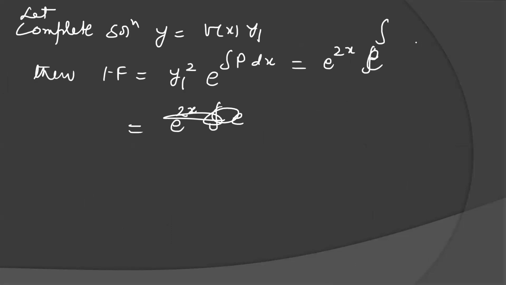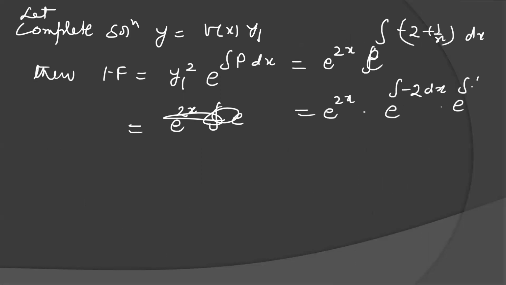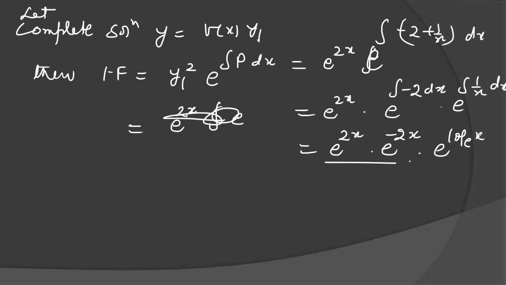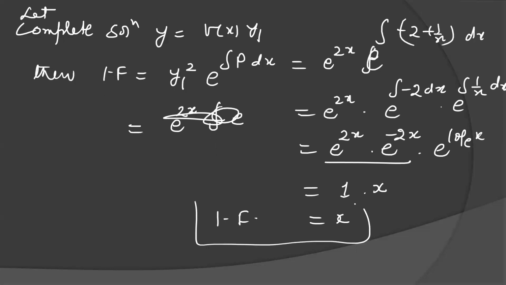e to the power integral of p, where p is actually minus 2 plus 1 by x dx. So it will be e to the power 2x, and you can write e to the power minus 2 dx into e to the power 1 by x dx. You can separate the powers. It will be e to the power 2x into e to the power minus 2x, and then e to the power log x. So this is cancelled out. It will become 1, and e to the power log x will become x. So your integrating factor is actually x here. You have an integrating factor that is looking very good, x only.